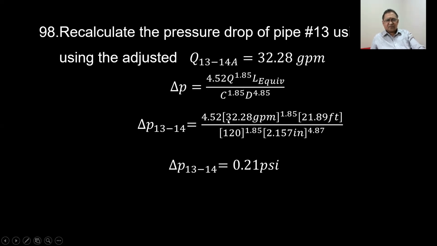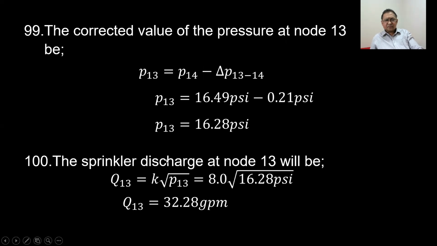And from that adjusted flow, we will calculate the pressure drop using the Hazen-Williams formula, and the result will be 0.21 psi. And again, we are going downstream. So the corrected value of the pressure at node number 13 will be 16.49 minus the pressure drop of 0.21, and the result of P sub 13 will be 16.28.